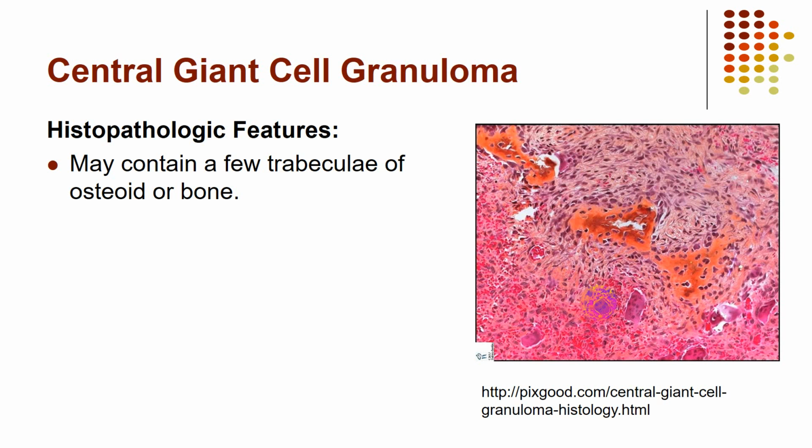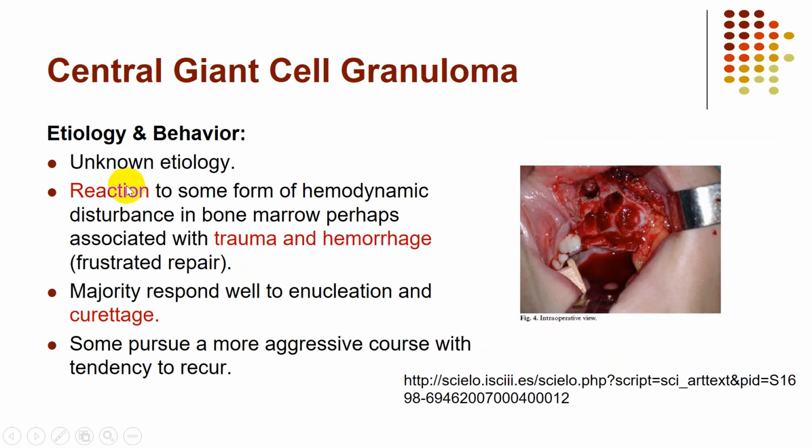But in the trauma hemorrhage theory, sometimes the hemorrhage will occur in excessive amounts so that it will not form the clot, and it will not allow for the normal healing. This abnormal healing can end up with this giant cell lesion. So sometimes they say it is a reaction to some form of hemodynamic disturbance in bone marrow due to trauma and hemorrhage, which is a frustrated repair, meaning that this repair is abnormal, as we just explained.